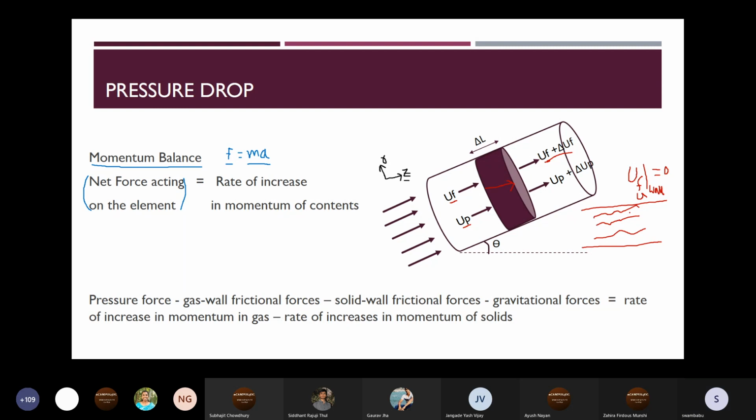So as the fluid particles hit the wall, they lose energy. That loss of energy is because of the interaction between the fluid and the wall. That is called wall friction.